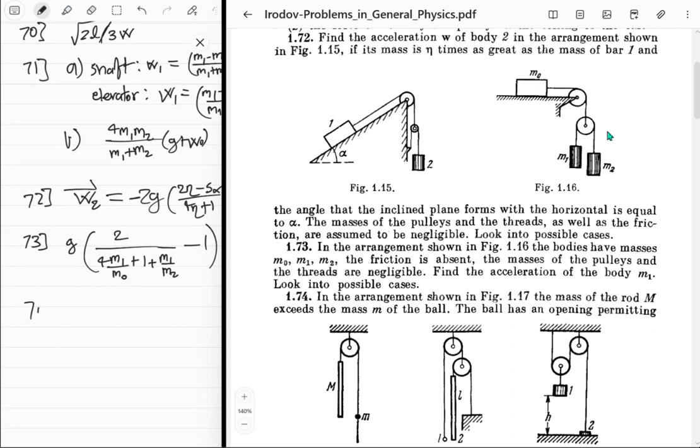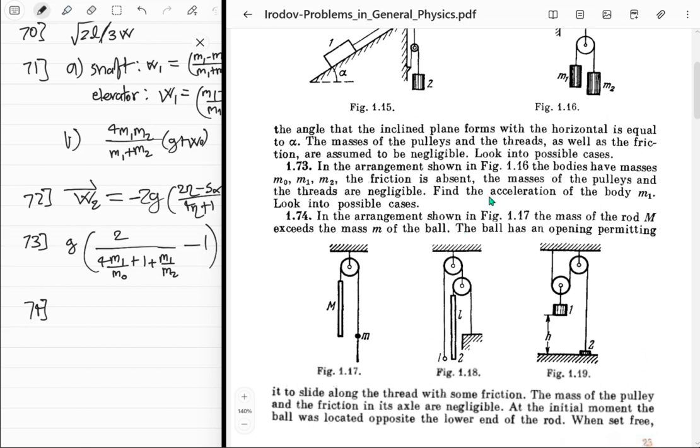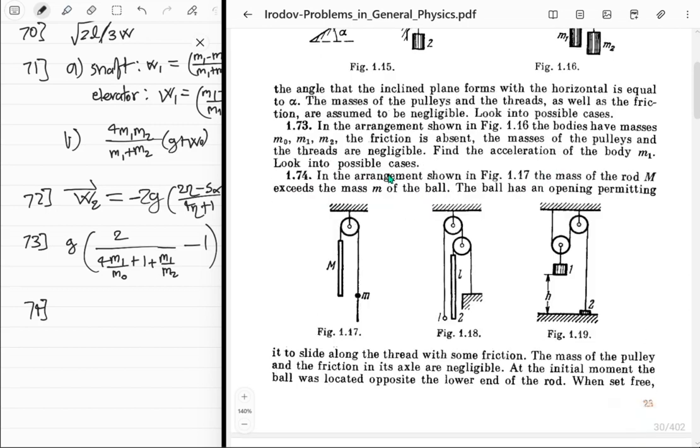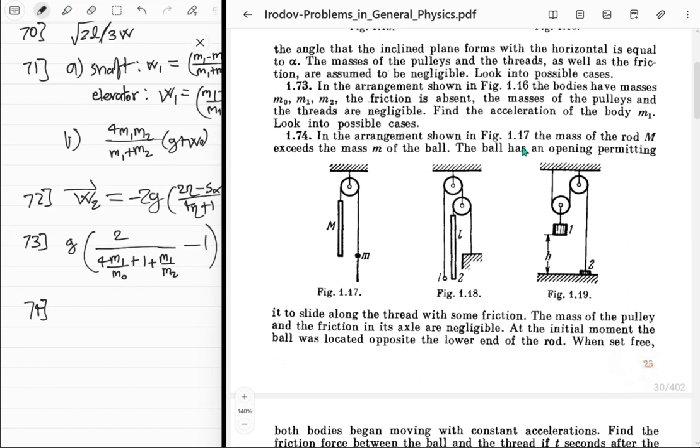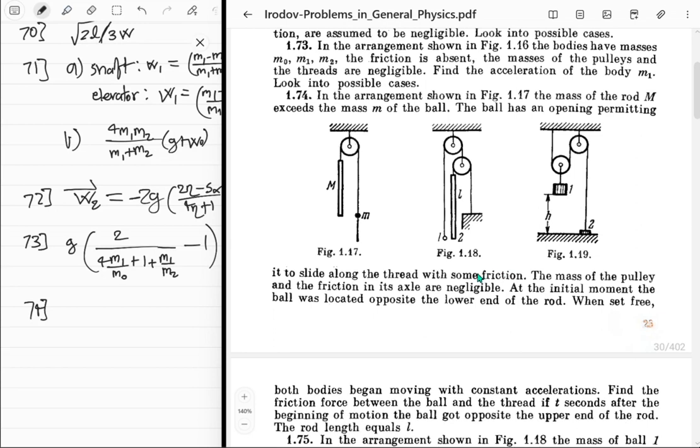Okay, 74th. In the arrangement shown in the figure 1.16. Oh, yeah, that's just 73rd. Sorry. 74th. In the arrangement shown in the figure 1.17. The mass of rod M exceeds the mass small m of this ball. The ball has an opening permitting it to slide along the thread with some friction. Right? The mass of the pulley and friction in its axle are negligible.